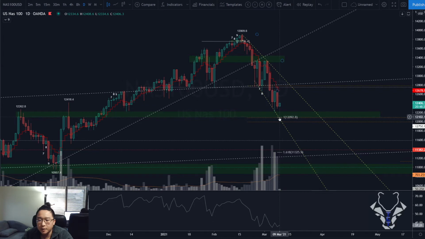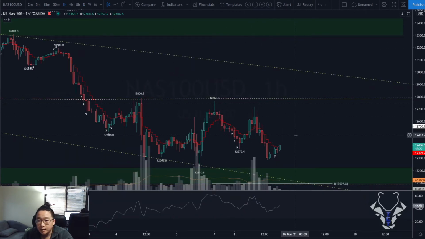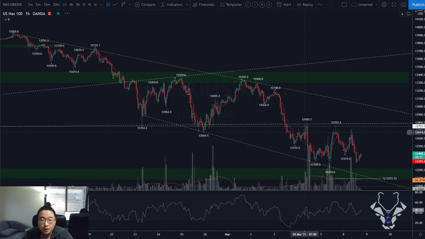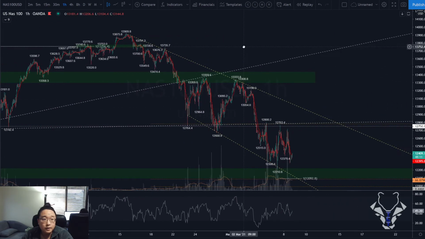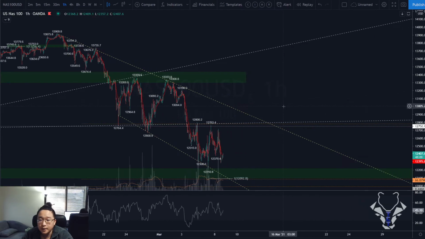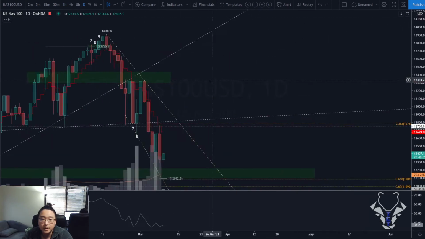Would be ideal if we come down to this 1-to-1. That would be an ideal entry for today. But it looks like market wants to bounce it after hours, trading over the hourly 8 right now. Anyways, so that's the bear thesis on NAS. The other way to look at it is the bull thesis.